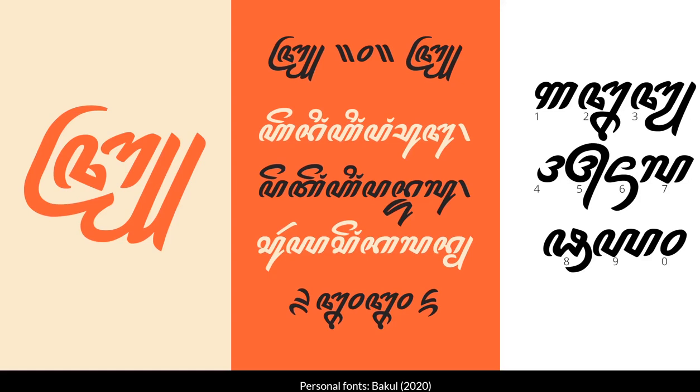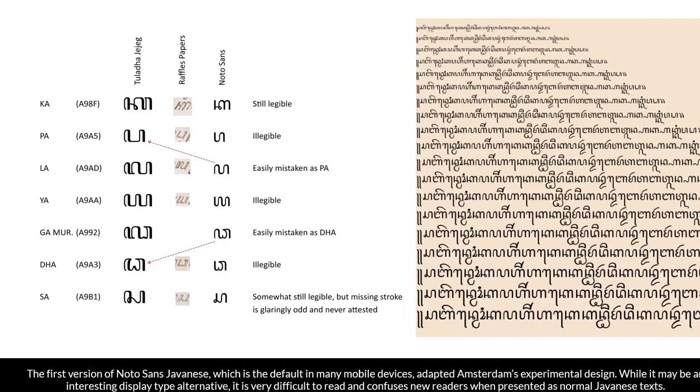My commissioned work includes the revamping of the Noto Sans Javanese font. The first version of Noto Sans Javanese, which is still the default in many mobile devices, adapted the Amsterdam Type Foundry's experimental design. And this is problematic because while it may be an interesting display type alternative, it is very difficult to read and mostly illegible, and it confuses new readers when presented as normal Javanese text type.